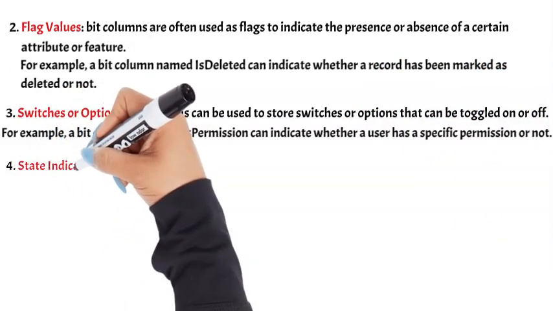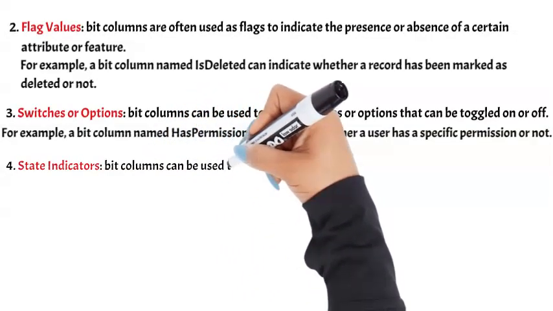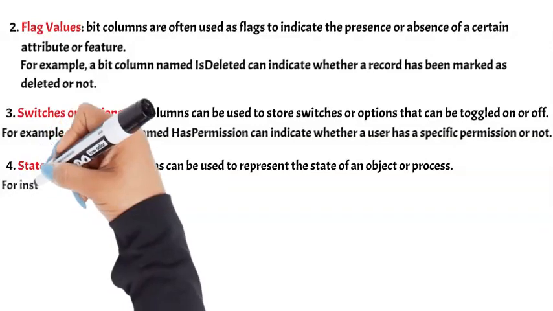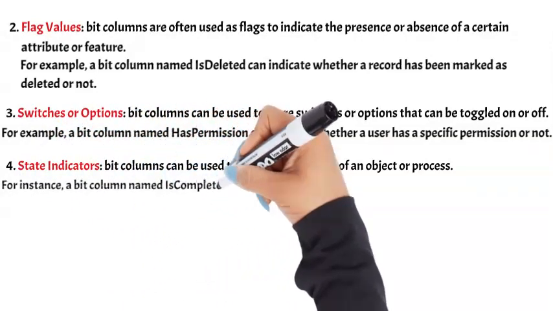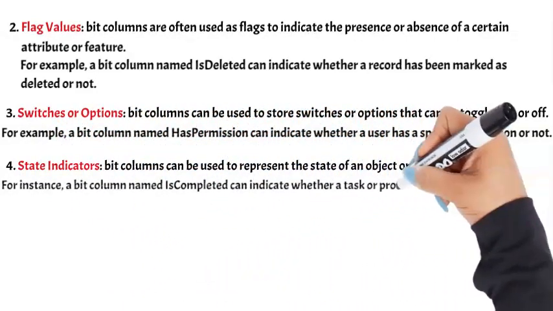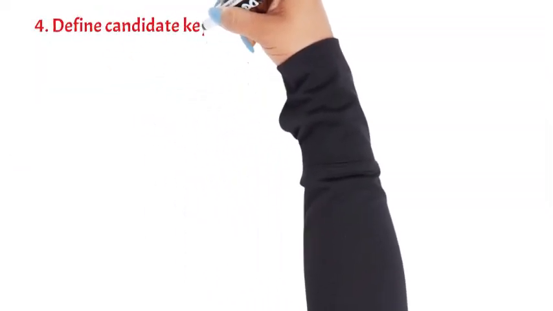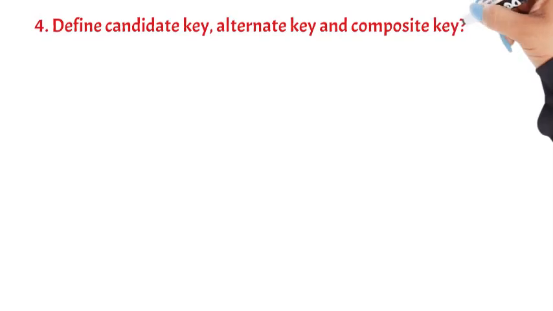4. State indicators. Bit columns can be used to represent the state of an object or process. For instance, a bit column named isCompleted can indicate whether a task or process has been completed or not. 4. Define candidate key, alternate key, and composite key.